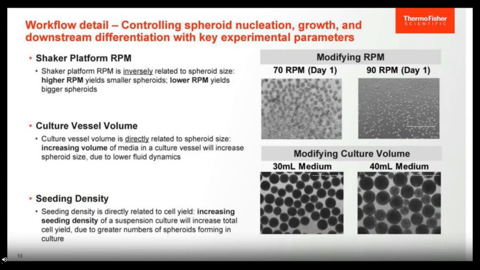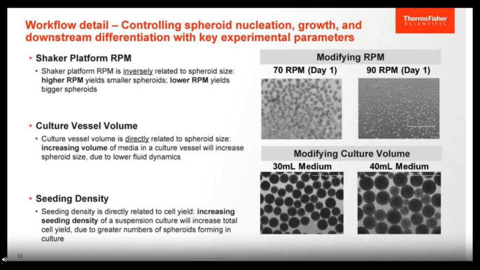And there are also a few additional experimental variables which can be used to manipulate and control spheroid size and growth. So most important is the shaker platform RPM. As you see here, shaker platform RPM is inversely related to spheroid size. So by increasing the platform RPM, you'll have smaller spheroids as a result. The images on the right show spheroids on day 1 at 70 RPM compared to spheroids on day 1 at 90 RPM. And you can see at 90 RPM, the spheroids are much smaller compared to at 70.